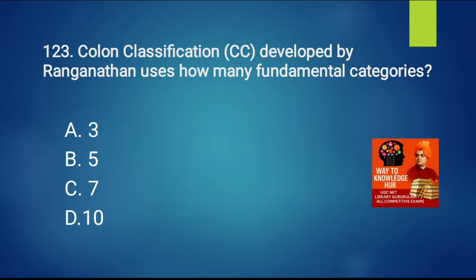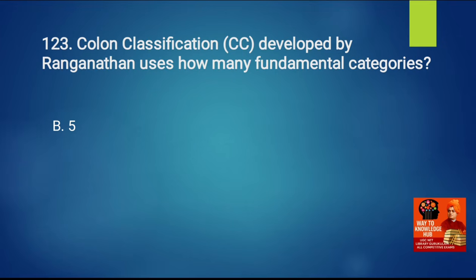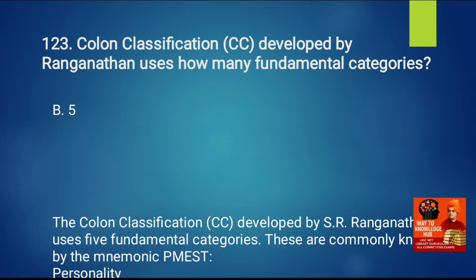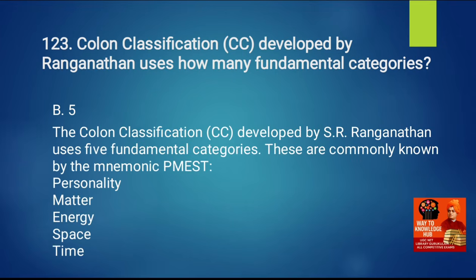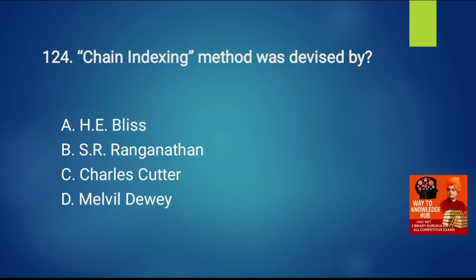Question number 123. Colon classification developed by Ranganathan uses how many fundamental categories? Option A 3, option B 5, option C 7, option D 10. The answer is option B, 5. The colon classification developed by S.R. Ranganathan uses 5 fundamental categories. These are commonly known by the mnemonic PMEST: personality, matter, energy, space, time.